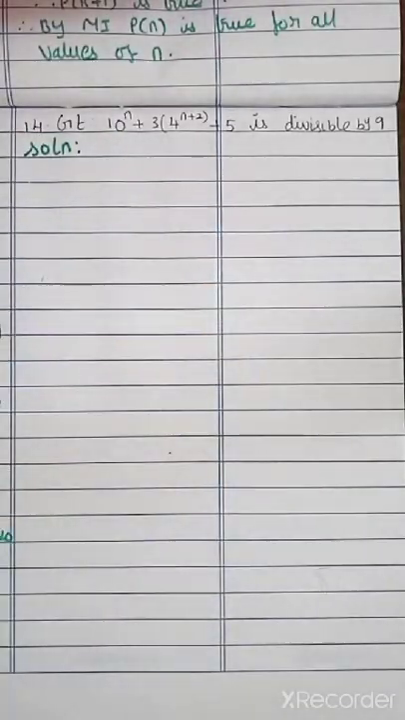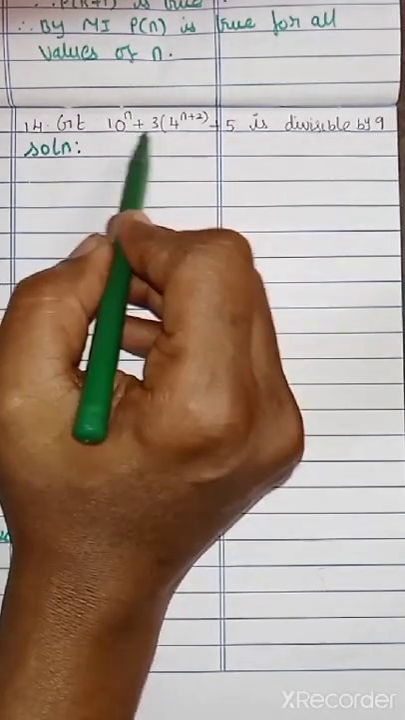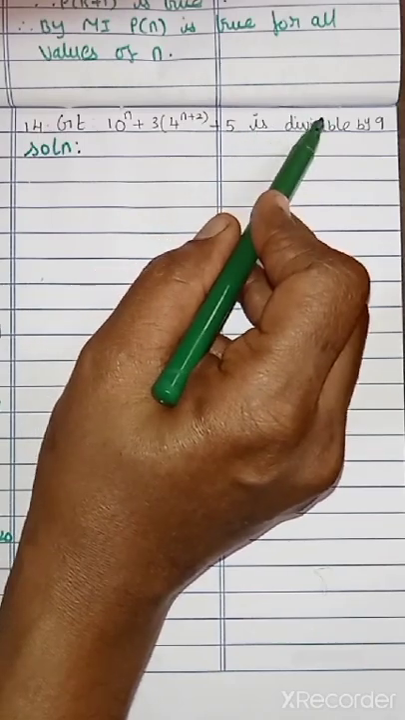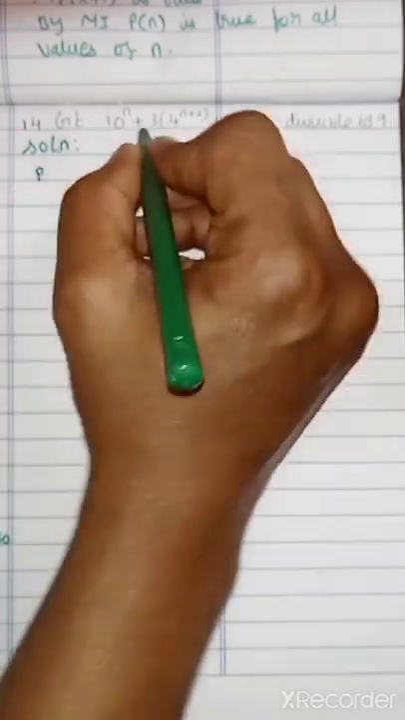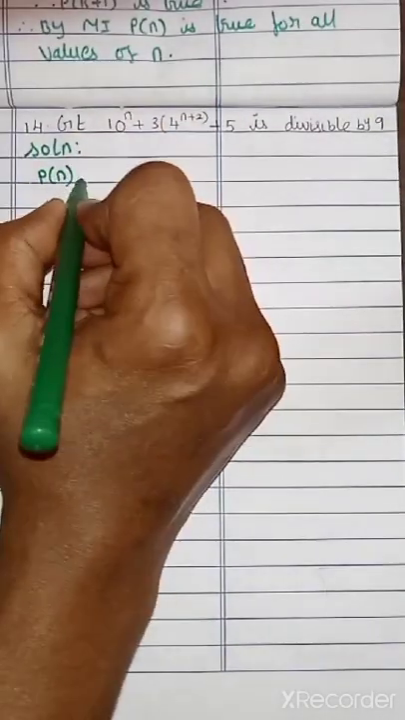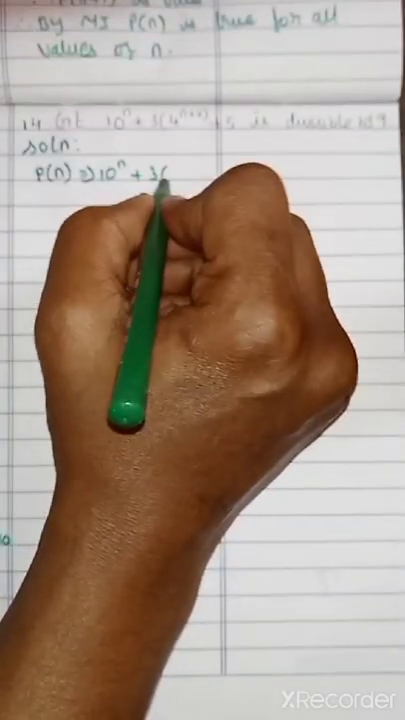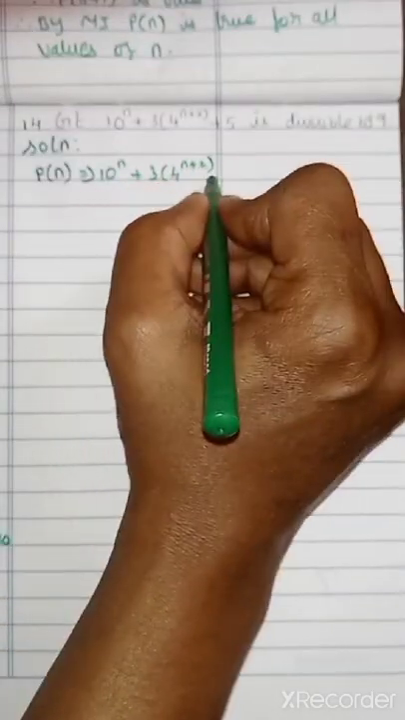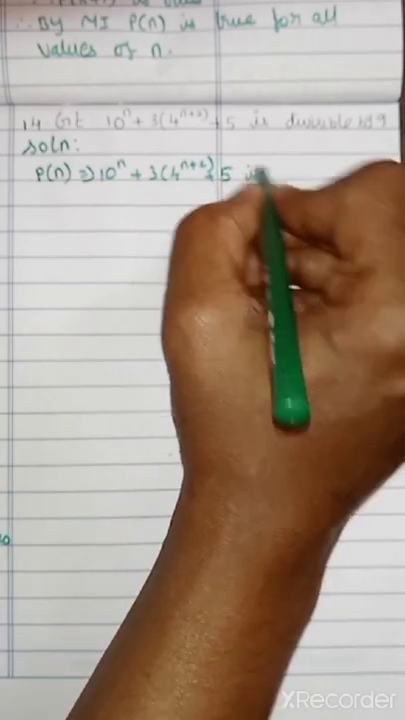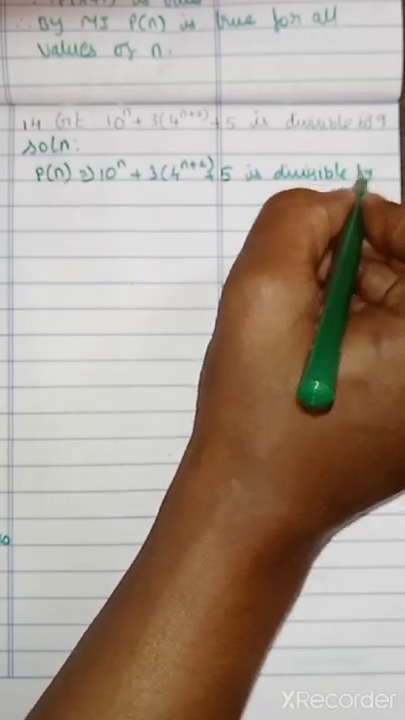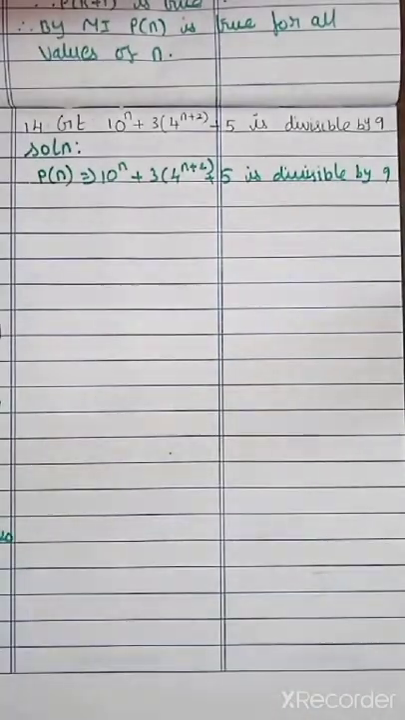Your 14th question. Use induction to prove that 10 power n plus 3 into 4 power n plus 2 plus 5 is divisible by 9. Okay, so what is your first step? Whatever the statement is given, we have to take it as P of n. So P of n implies 10 power n plus 3 into 4 power n plus 2 plus 5 is divisible by 9. Correct? What is the next step?